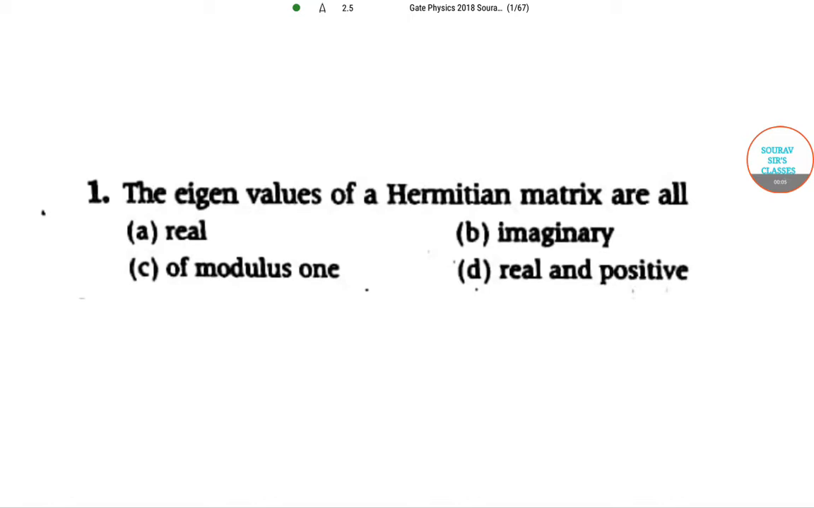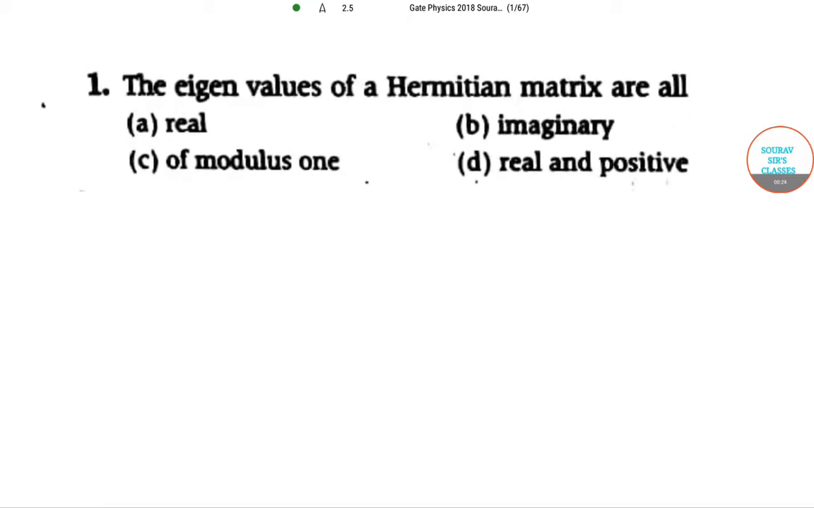Today we will discuss the GATE 2018 paper. This is the physics paper. Here, this is question number 1. So, let's solve this question. The eigenvalues of a Hermitian matrix are all what?